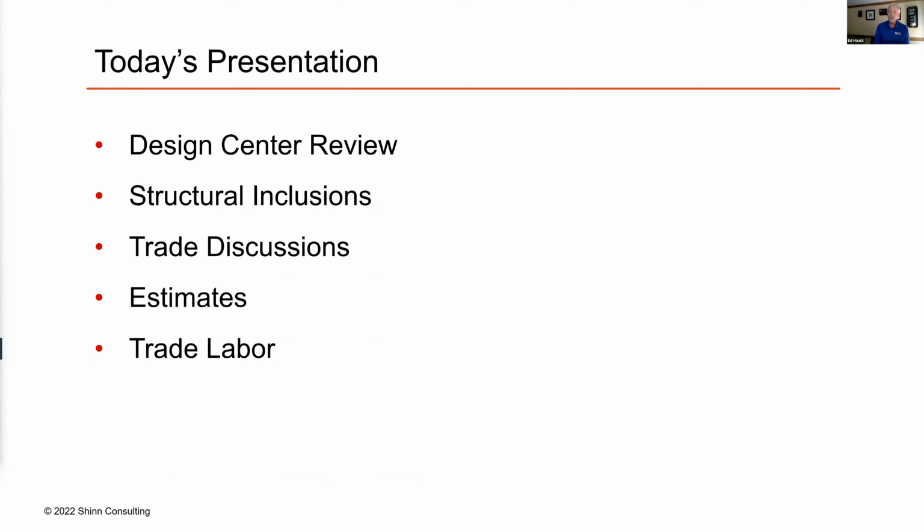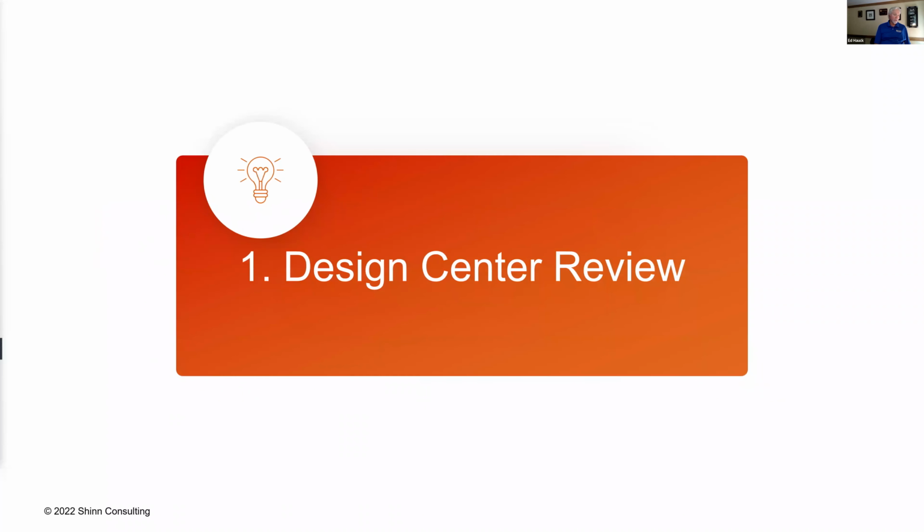So the 5 things we're going to look at are design centers, structural inclusions, trade discussions, estimates, and trade labor. In the last couple of years, we were so busy being busy, we kind of forgot about going back to the basics. We started including things, we started offering things, started including structural options. Trades have had all the high cards for the last few years. As start orders are slowing down, trades are looking. Then I'll get into a deep dive into estimates and some trade labor issues.